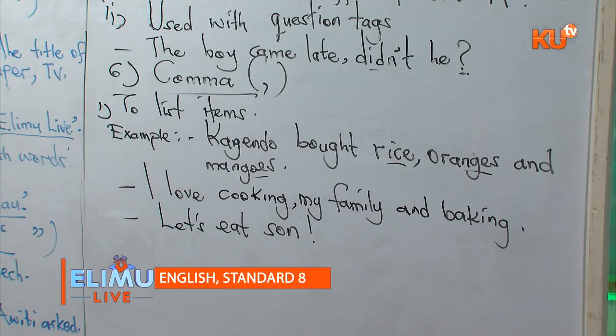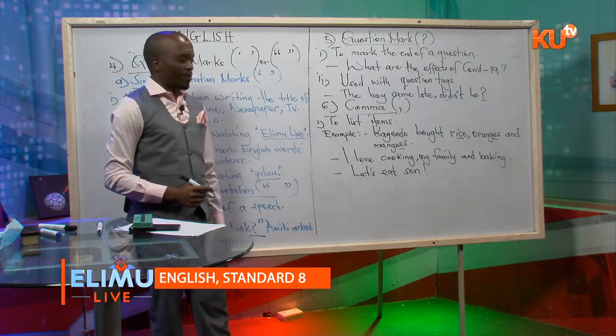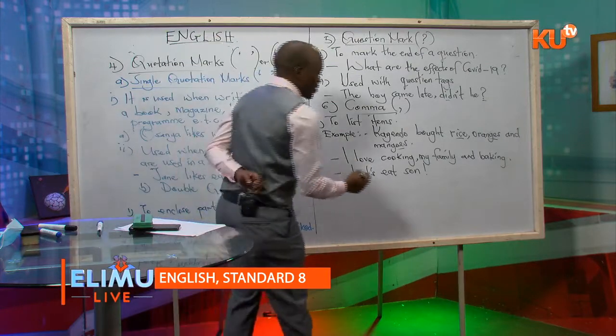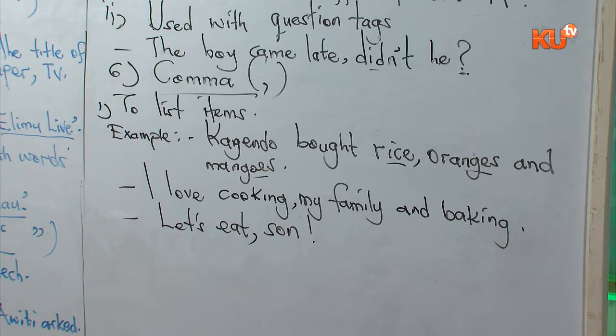Look at this one again. Let's eat sun. This sentence will simply mean that you want to eat the sun. But with the comma, it will bring the right meaning. Let's eat, Sun. You are encouraging the sun to join you in eating.